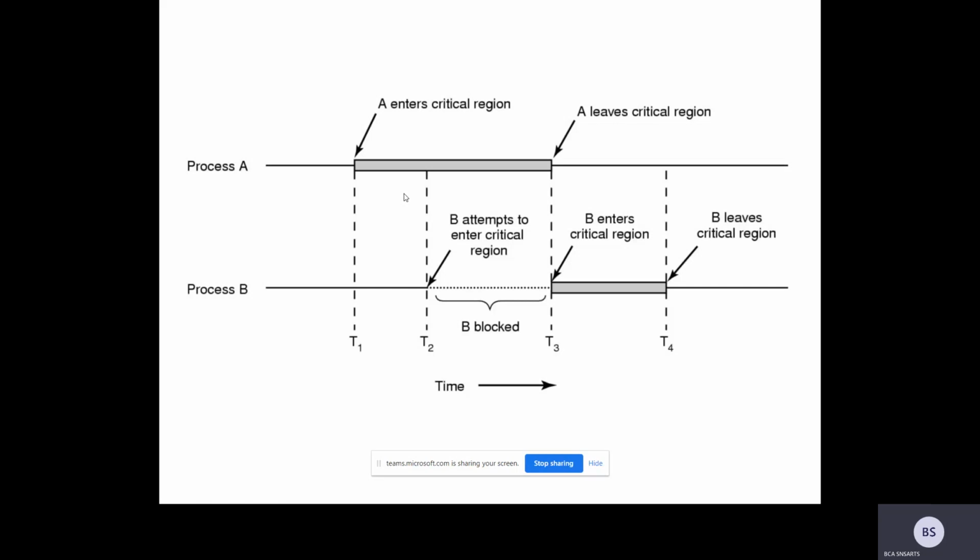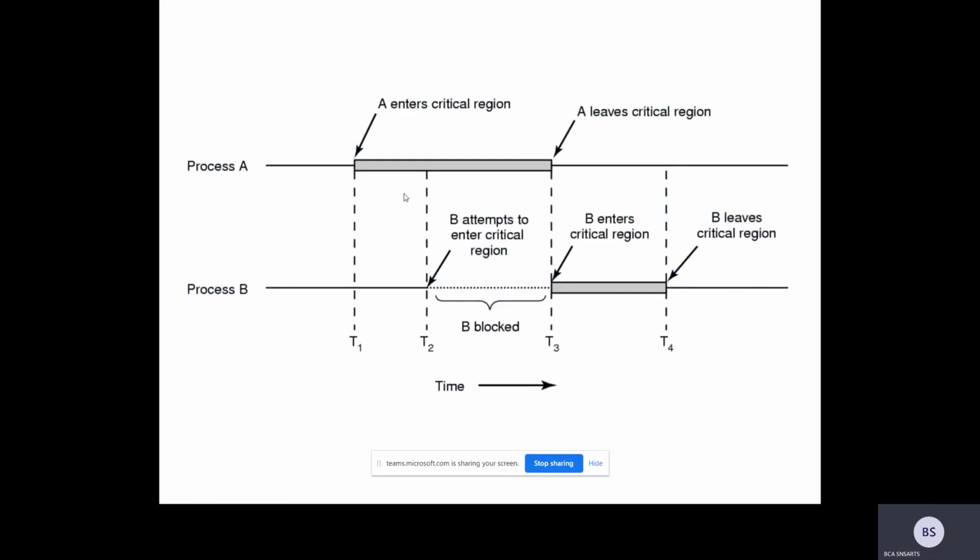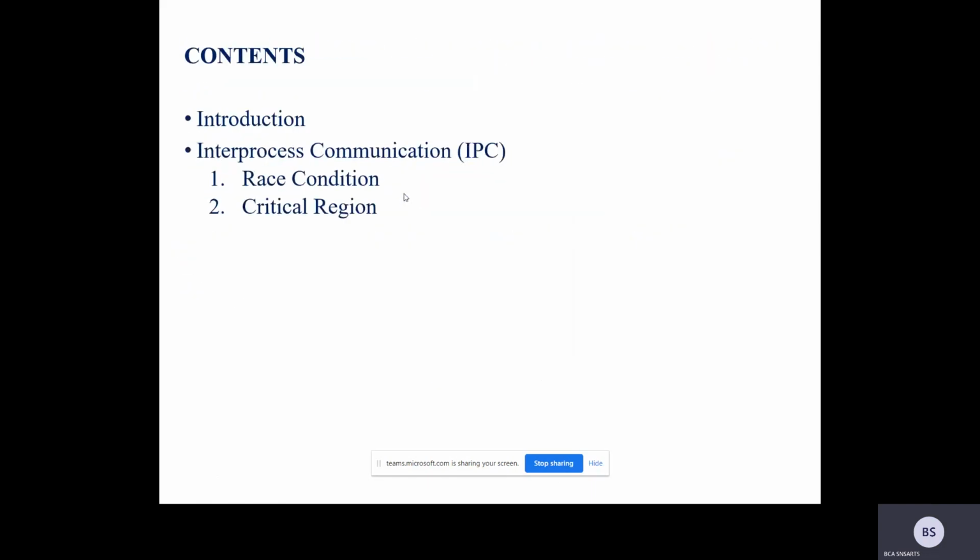So the critical region should be used for only a short period of time. If it is a long time, then the other processes may not get into the critical region, so they cannot complete their work. So this is today's topic. Today we discussed what inter-process communication is, an introduction to inter-process communications, and we discussed race conditions and the critical region as the concept to avoid race conditions.